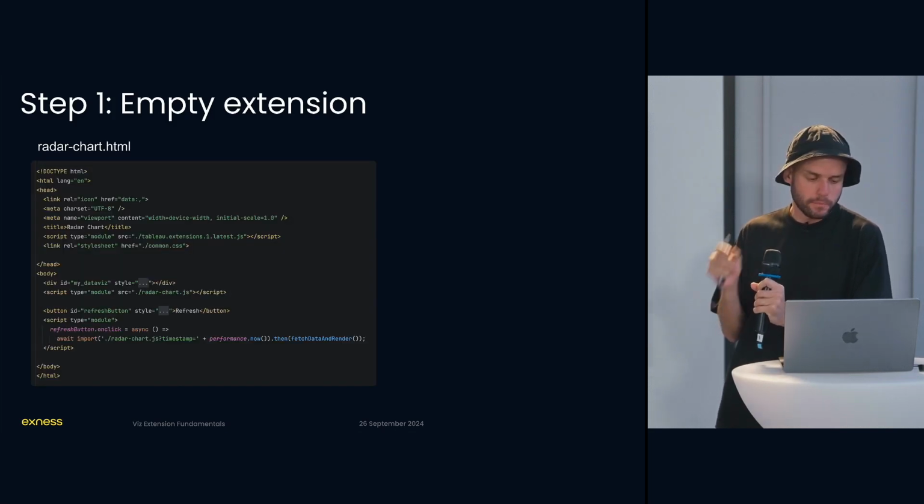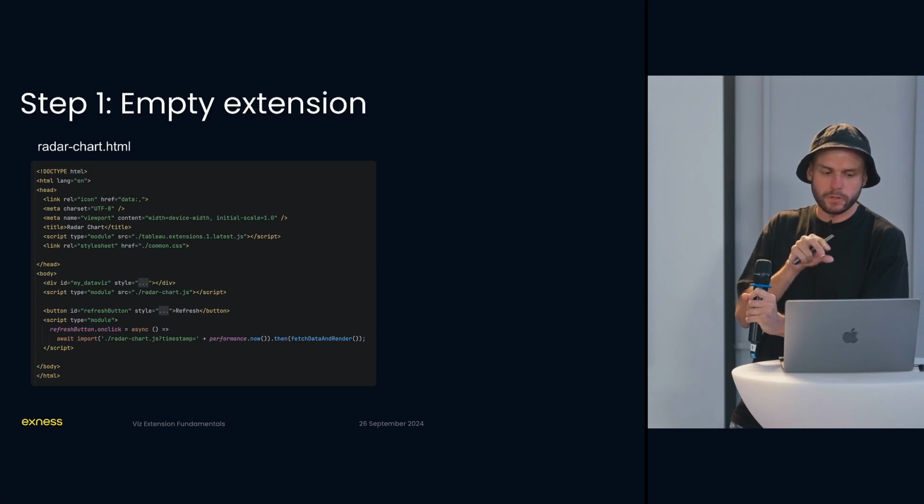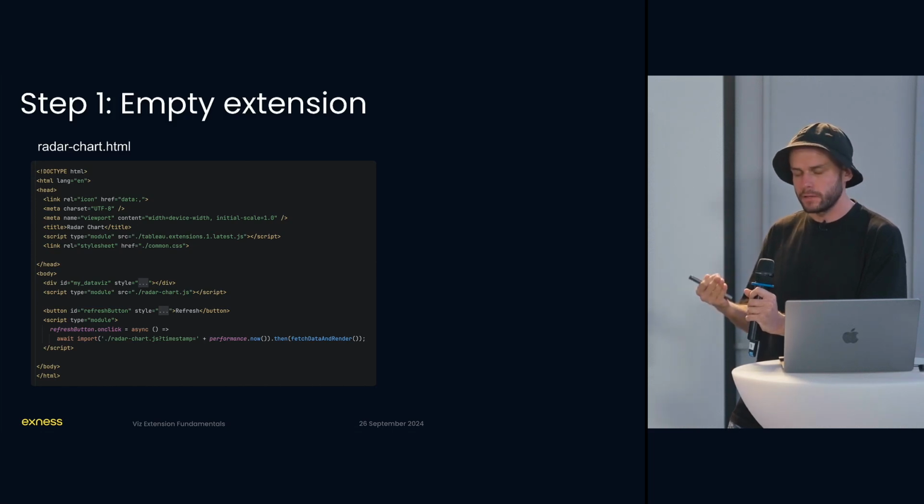About HTML, this is the final version of our HTML, so I will not show you on the next steps. It contains a link to our style file. It contains our Tableau extension JavaScript library. It helps us to communicate with the Tableau Extensions API for getting data from Tableau and using it in our extension.